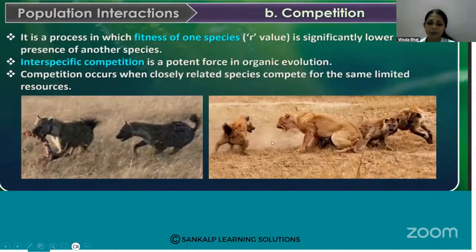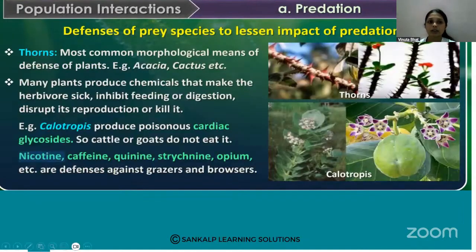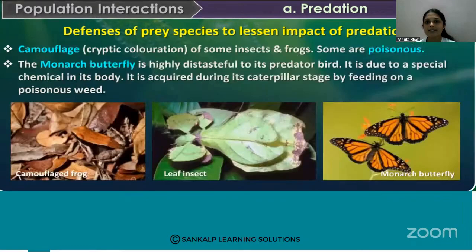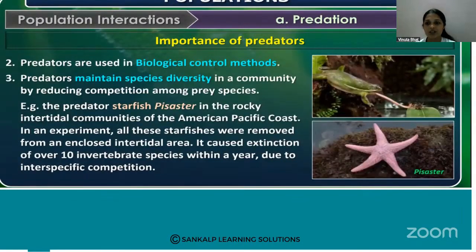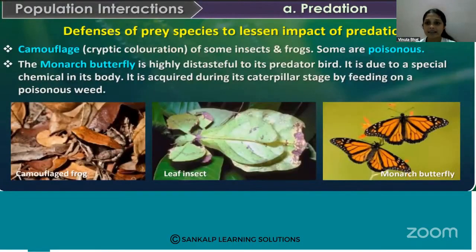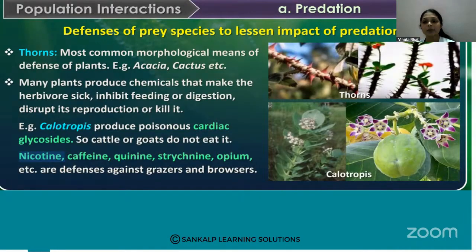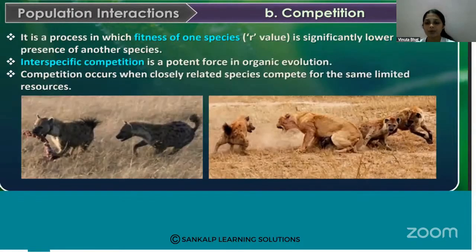So this is about predation, the defense mechanisms in plants and animals, and the importance of predation, which we have studied in this part. The next type of interaction is competition. So what does competition mean? Competition means closely related species, or sometimes different species, compete for the same resources.